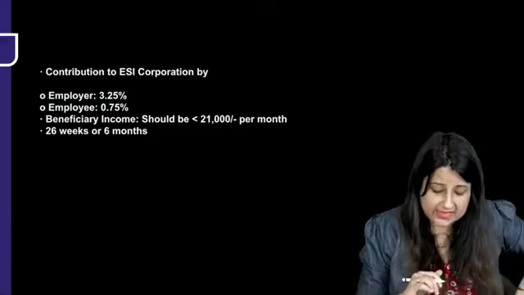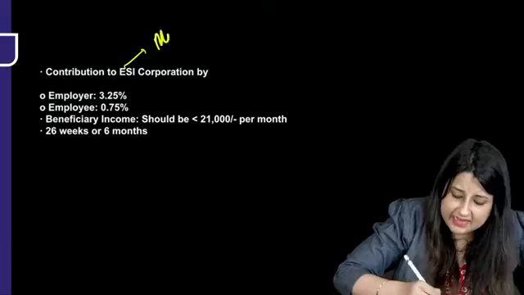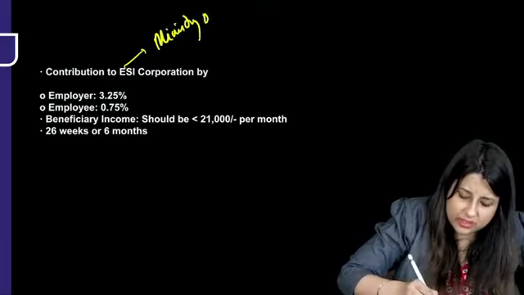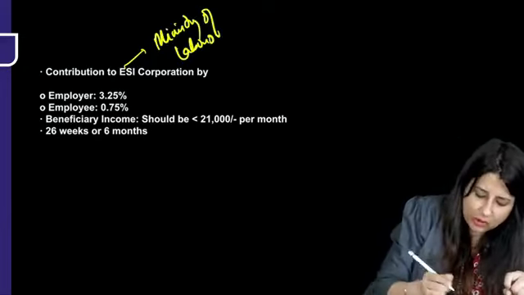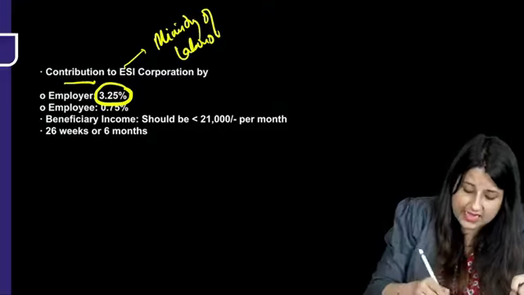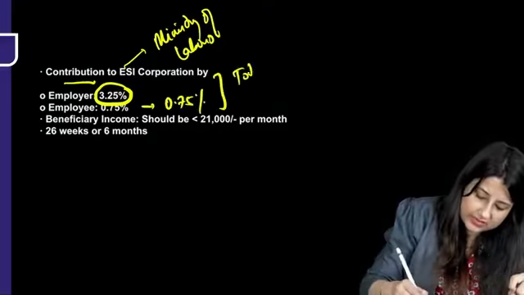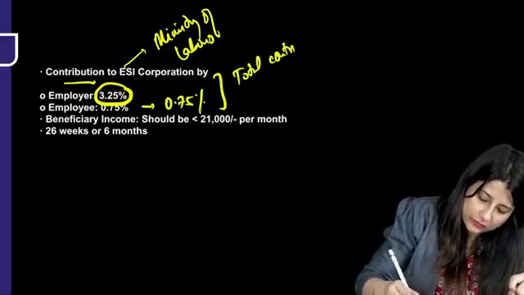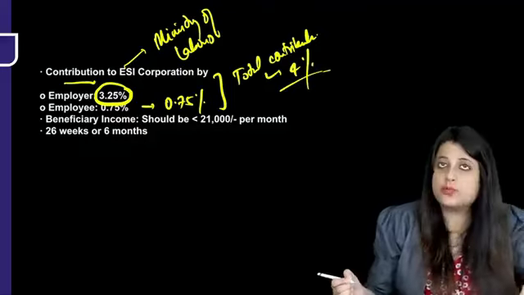Now here, what are some basics? Contribution to the ESI Corporation. The ESI Act is under, please remember, the Ministry of Labor. So what is the employer contribution? 3.25% of daily wages. Employee is 0.75%. So what is the total contribution here, guys? The total contribution here becomes 4%.